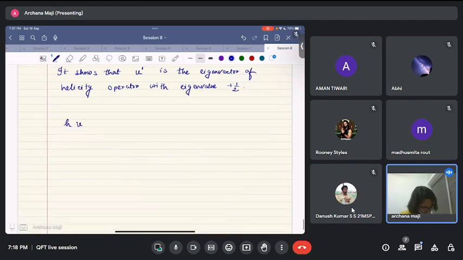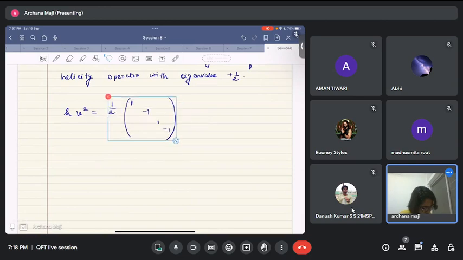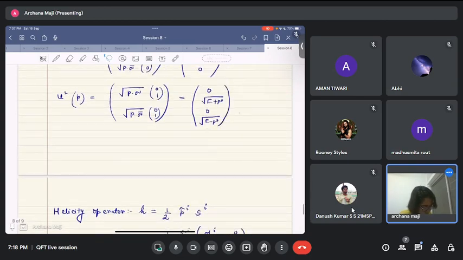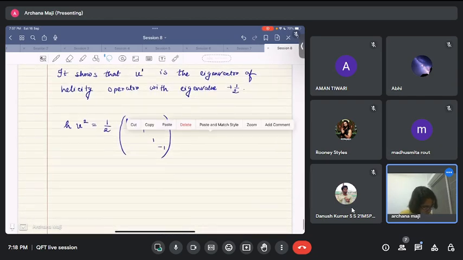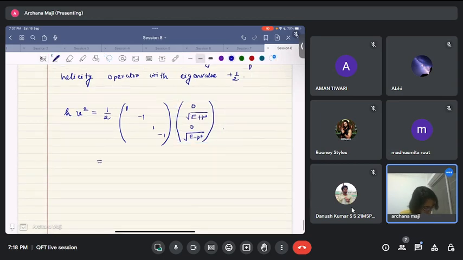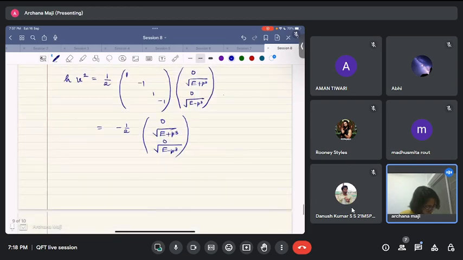Likewise, helicity on u2 is equal to, as you can see, minus half times 0, square root E plus p3, 0, square root E minus p3. So it gives minus half u2. So u2 is the eigenvector of the helicity operator with eigenvalue minus half.